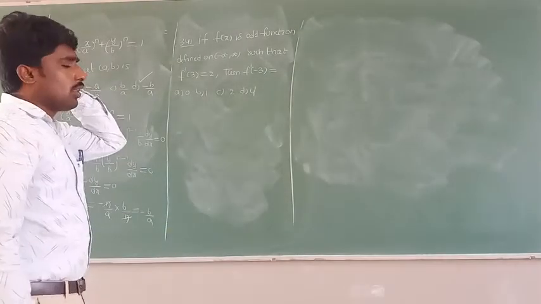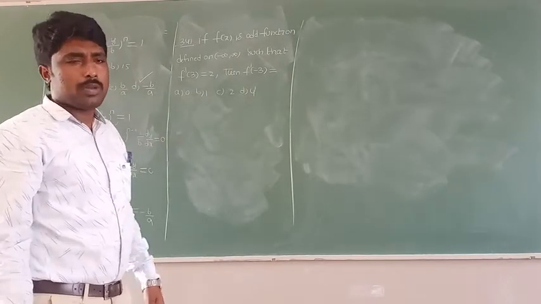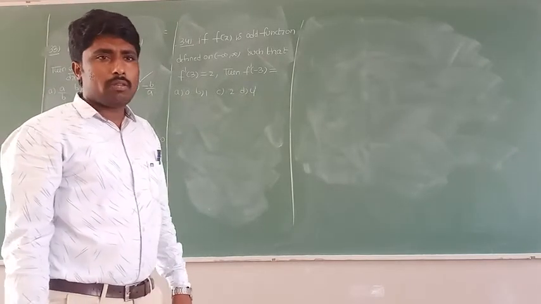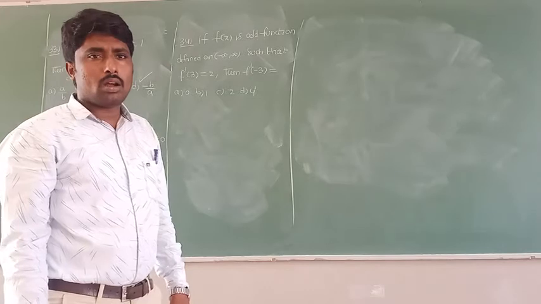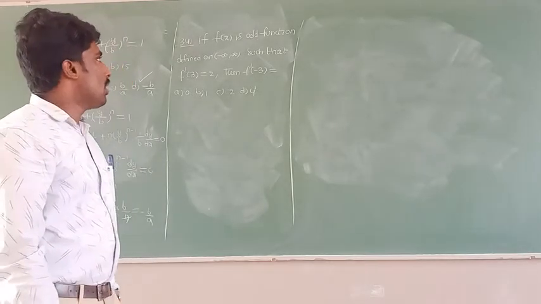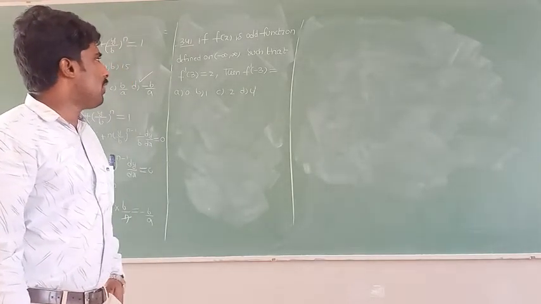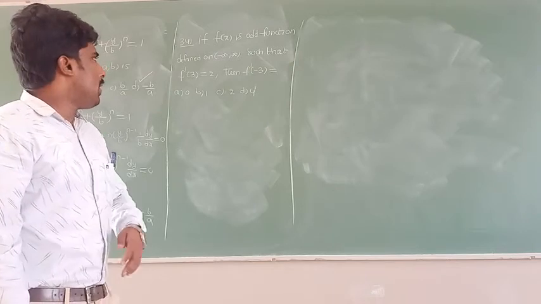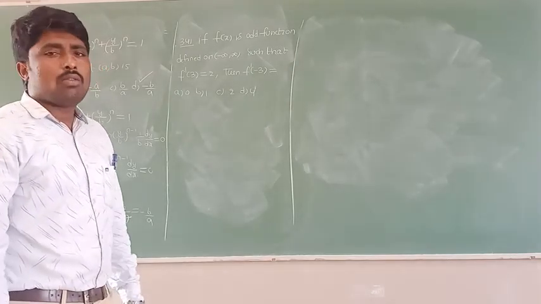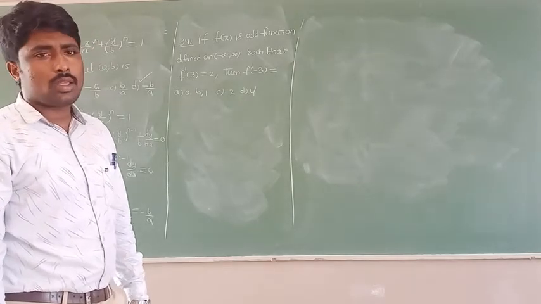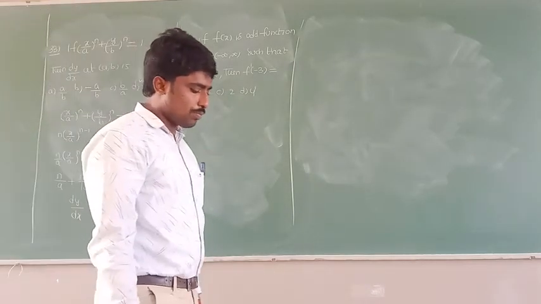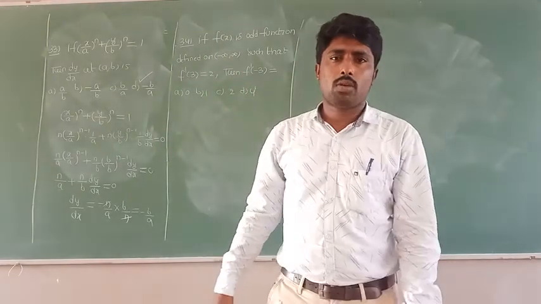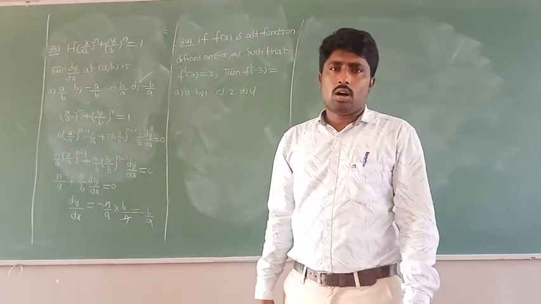Next you see here, this is a somewhat conceptual based question. You need to revise the even function and odd function concept. If f of x is an odd function defined on minus infinity to infinity such that f dash of 3 equal to 2, then what is f dash of minus 3? Before explaining this problem, you need to recollect even function and odd function.